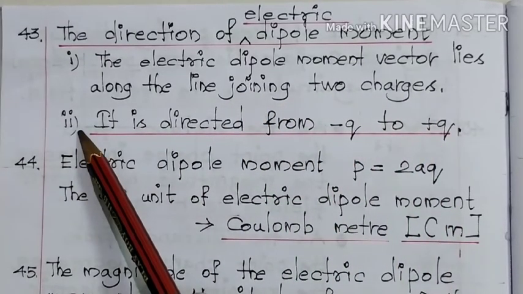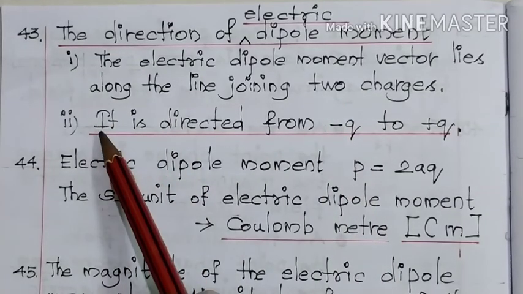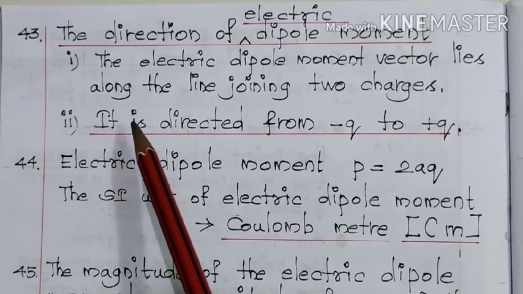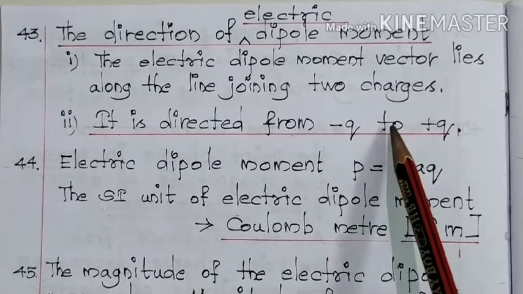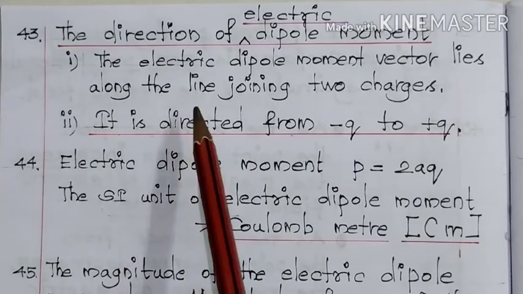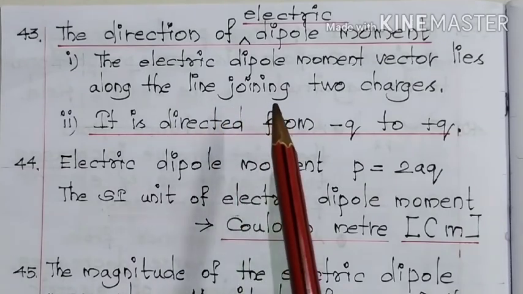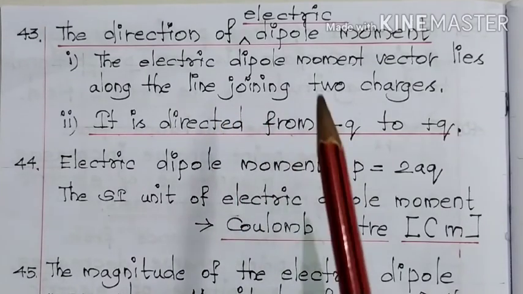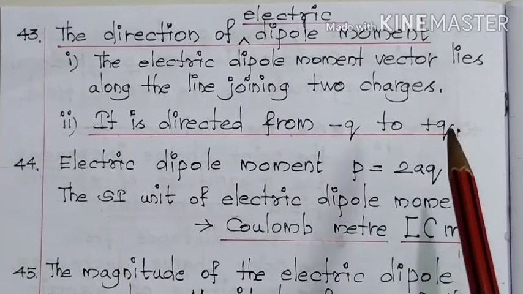Then the next property about this electric dipole moment is, listen carefully, it is always directed from minus q to plus q. So the direction of electric dipole moment is always directed from minus q to plus q.